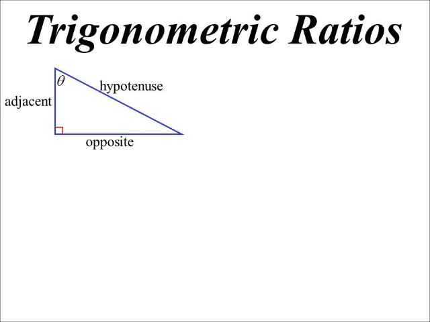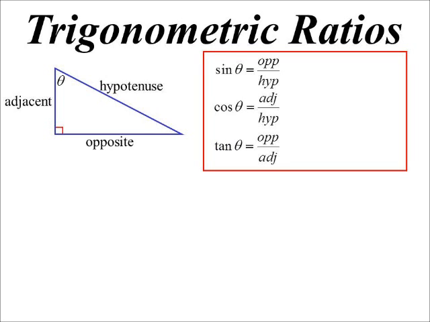So if we identify one of the angles, I've identified the top one there, then we can name the other two sides, and we come up with very creative names. The side opposite the angle we call opposite, and the side next to the angle we call adjacent. But that then allows us our first three trig ratios.